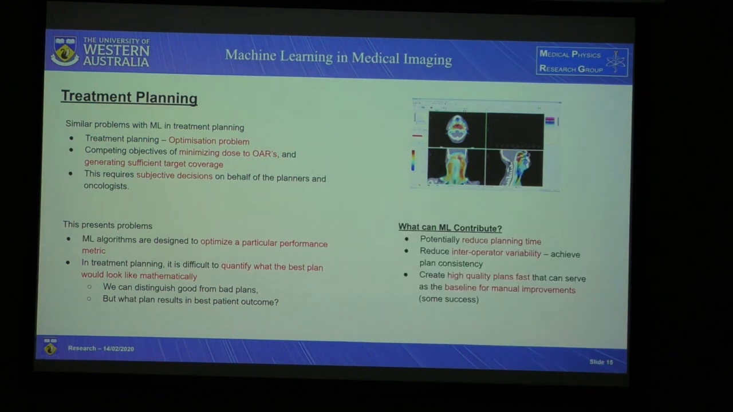But it can contribute some things as well. So it can potentially reduce the planning time. It can potentially reduce the inter-operator variability and achieve a more consistent set of plans by using one model. It can also create high-quality plans very quickly, which can then be used as the baseline for manual improvements. And there has actually been some success in that.